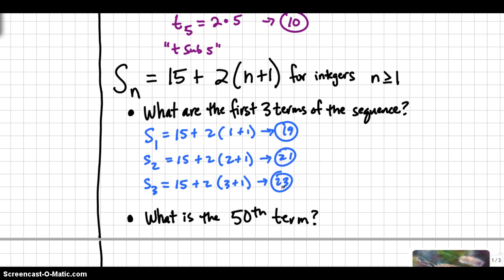Now they ask for the 50th term as kind of a follow-up question, so I'm simply going to say S of 50. So I'd plug in 50 for N, and I'd recalculate. I know I'm going to get a much bigger number this time, and so I'd probably use a calculator on this one. And when I do that, I get 117.